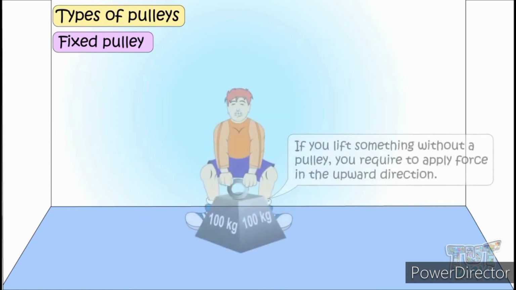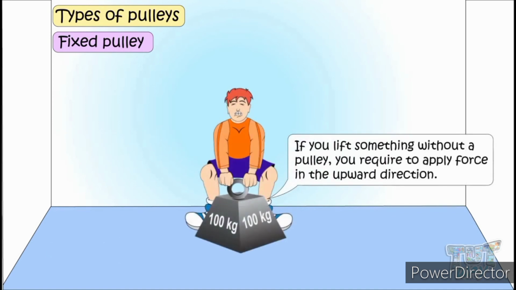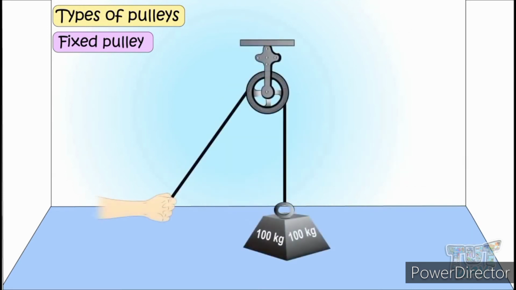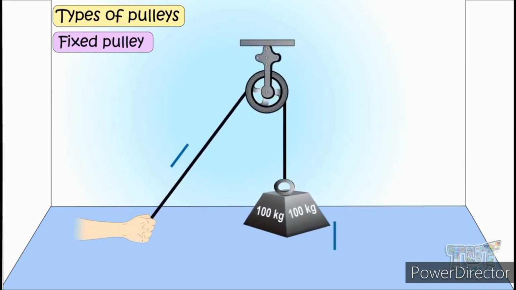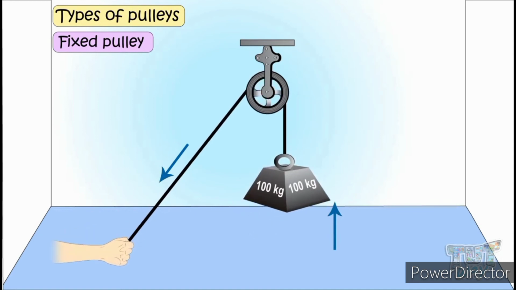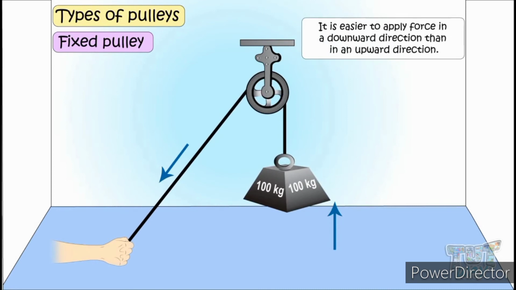If you lift something without a pulley, you are required to apply force in an upward direction. And when you use a pulley, the direction of force changes, and now the direction of force required is downwards. And it's easier to apply the force in a downward direction than applying in an upward direction.